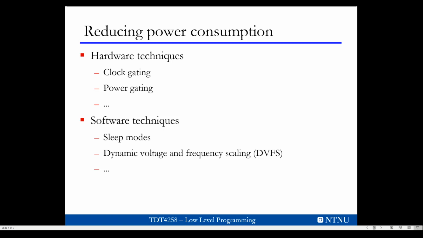Let's now learn some of the techniques to reduce the power consumption. Such techniques are available at both hardware and software level. In hardware techniques, we will talk about clock gating and power gating. And on the software side, we will talk about operating system's sleep modes and dynamic voltage and frequency scaling, DVFS.